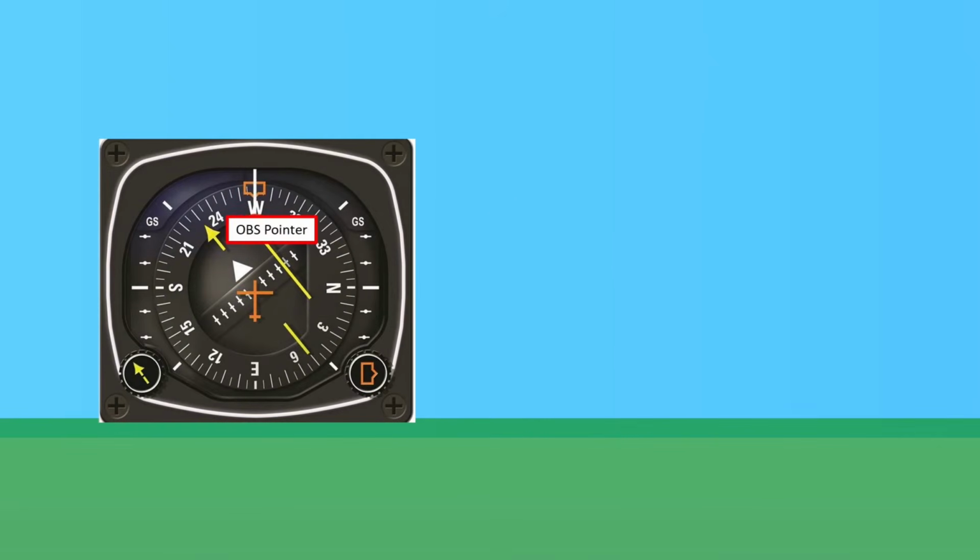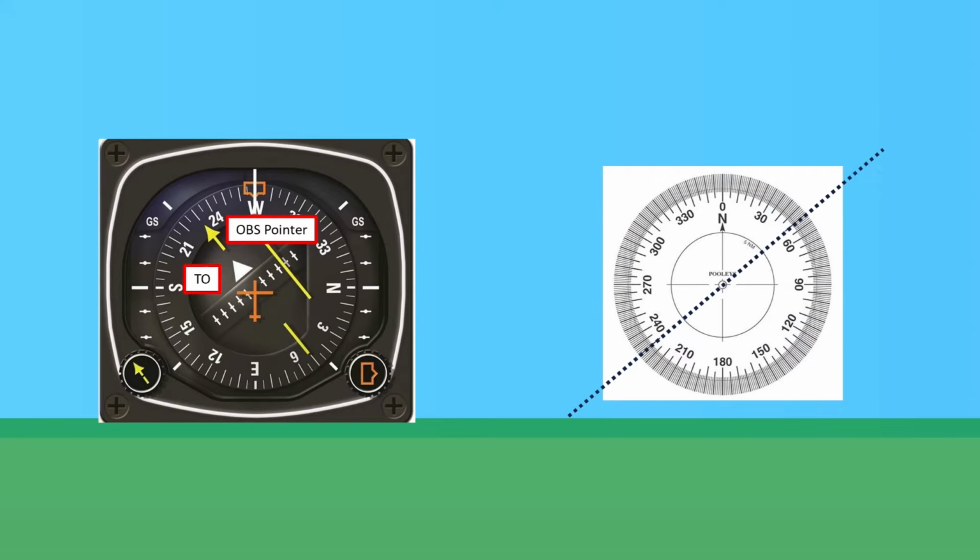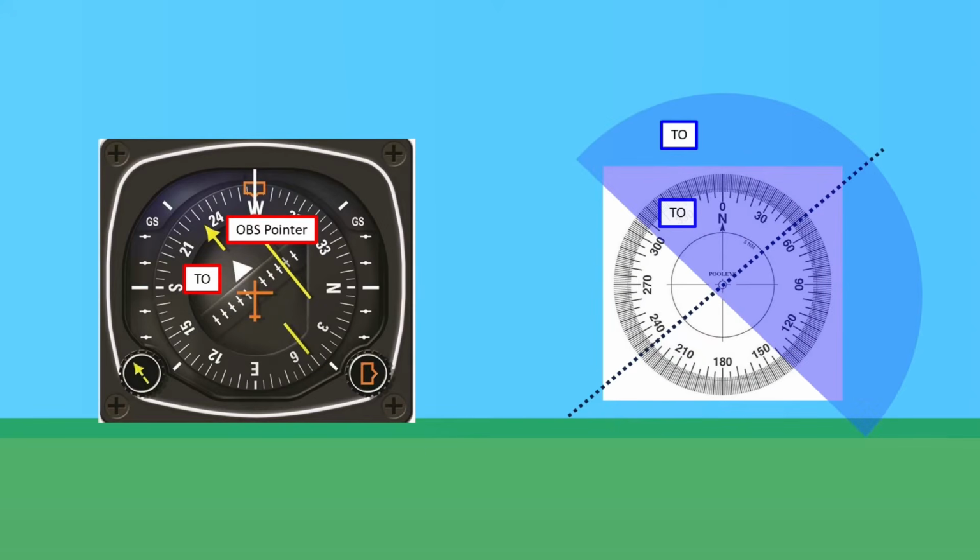When the to-from indication points towards the OBS select pointer, again the yellow arrow, the indication is a to. In this example, the OBS is set to 230 degrees, and the to-from white triangle indication is pointed to 230 degrees as well. If I were to fly a heading of 230, I would fly to or towards the ground-based station. A to indication, again just like we learned with VORs, would put us in the 180 degree range shown here in blue around the ground-based station.